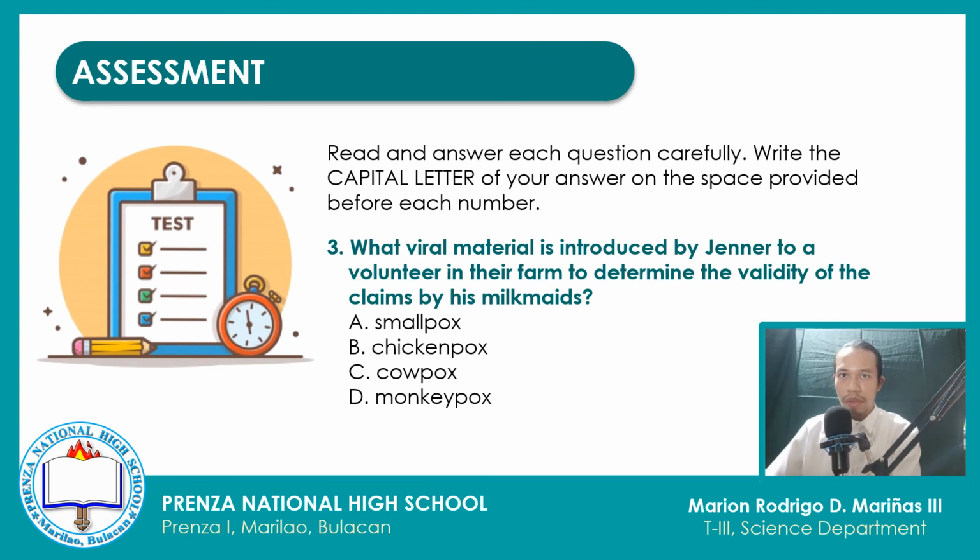Question number 3. What viral material is introduced by Jenner to a volunteer in their farm to determine the validity of the claims by his milkmaids? The choices are A. Smallpox, B. Chickenpox, C. Cowpox, and D. Monkeypox.